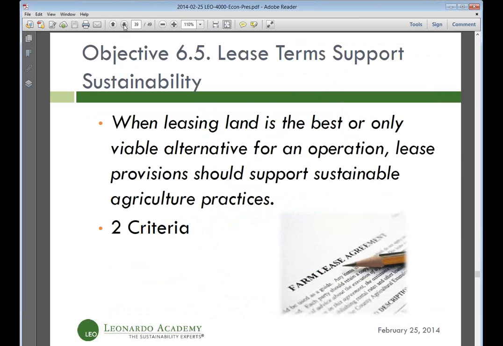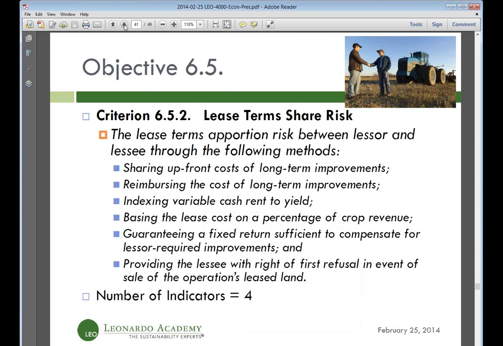And looking at criterion 6.5.2, again, this is where we're trying to embody in the lease a sharing of the risk between the landowner and the operator in terms of these types of long-term considerations.